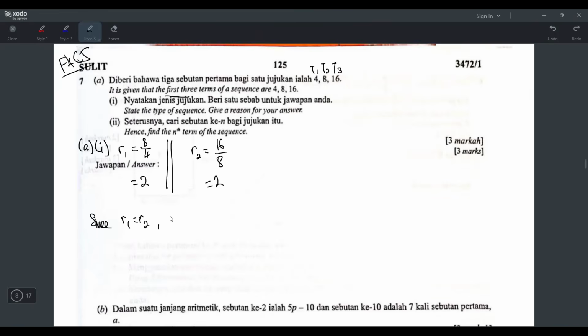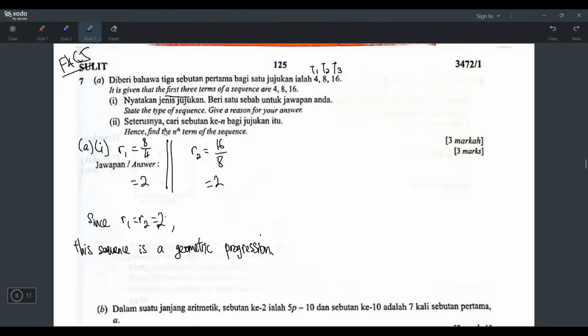Therefore, state the type of sequence. So I can write since R1 equals to R2, which equals to 2, and then comma, this sequence is a geometric progression. Okay, yeah, because they say state the type of sequence, right?